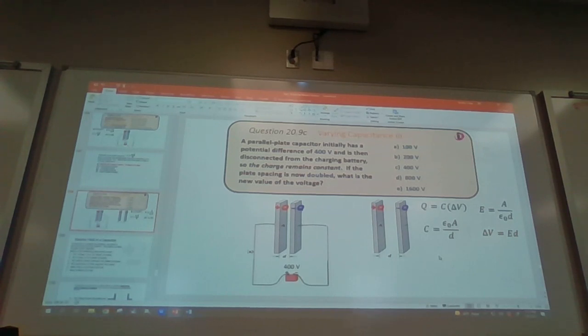Okay. The takeaway I want from this is if you remove this, then the charge is isolated. It can't go anywhere. The charge remains constant. Doesn't the voltage remain constant? Nope, because the capacitance decreases.